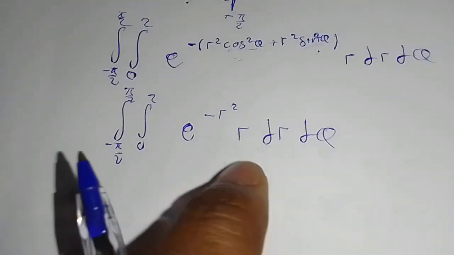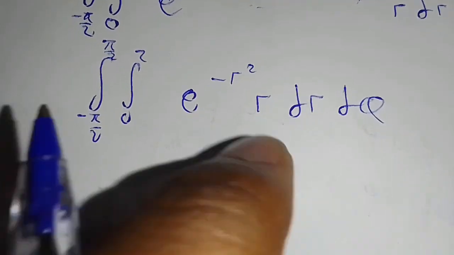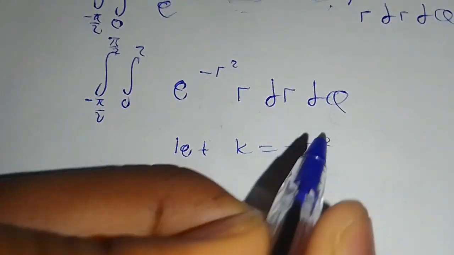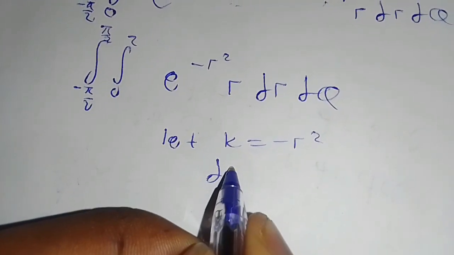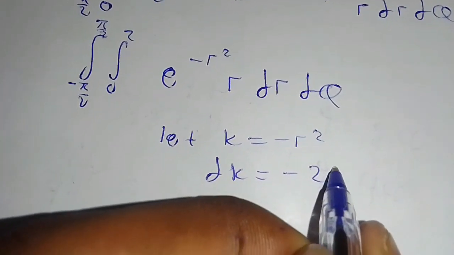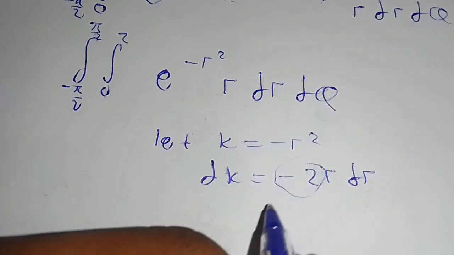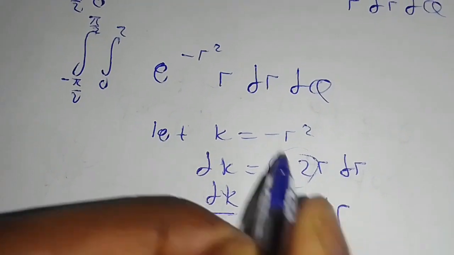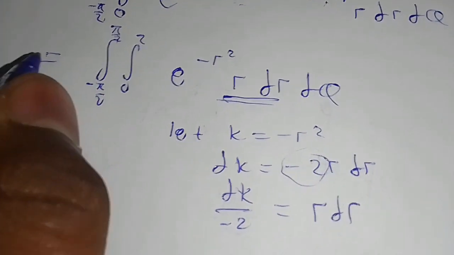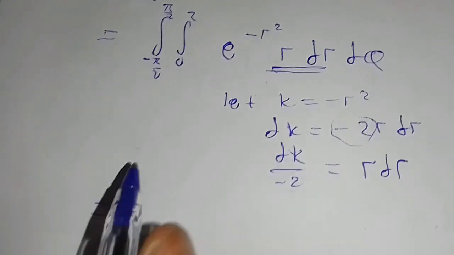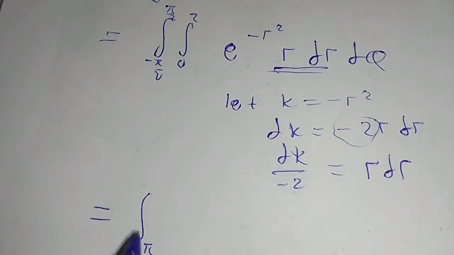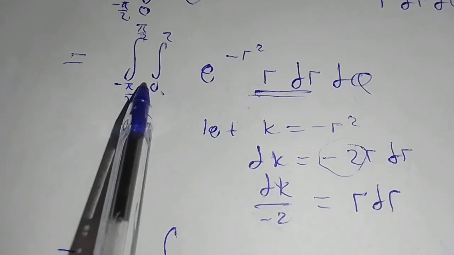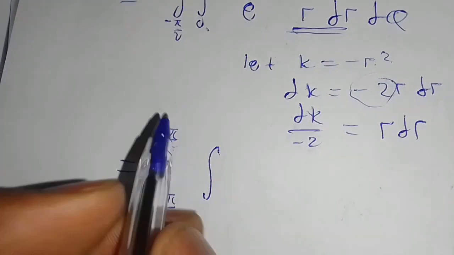Then as you can see, this is a substitution type of question, so you can let k be minus r square. If you let k be minus r square, then you have dk equals minus 2r dr. Then you can divide by negative 2, so dk over minus 2 gives you r dr. So then you basically have the integral from minus pi over 2 to pi over 2. Then you're going to change your bounds right there. If r is 0, k will be minus 0 square, which is still going to be 0.